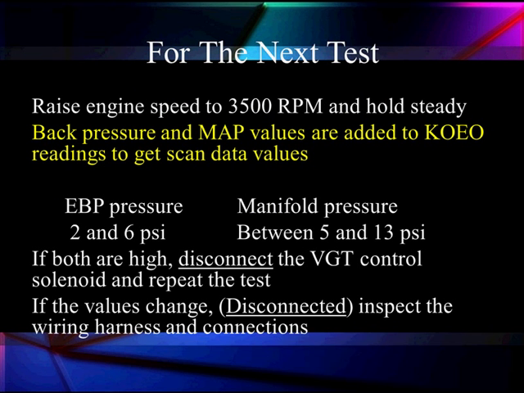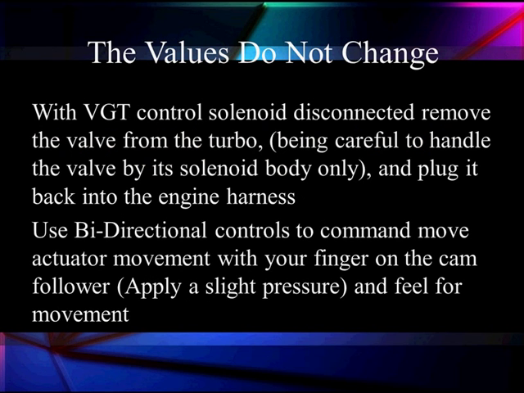We're going to raise the RPM to 3,500 and hold it steady. We're going to be getting some turbo boost here. Now we're going to see exhaust back pressure between 2 and 6 psi and manifold between 5 and 13 psi. So now that we've done this, we've made sure that it worked. If both are high, disconnect the VGT control solenoid and repeat the test. If the values change with the VGT disconnected, inspect the wiring harness and connections, because it should be changing when we disconnected it.